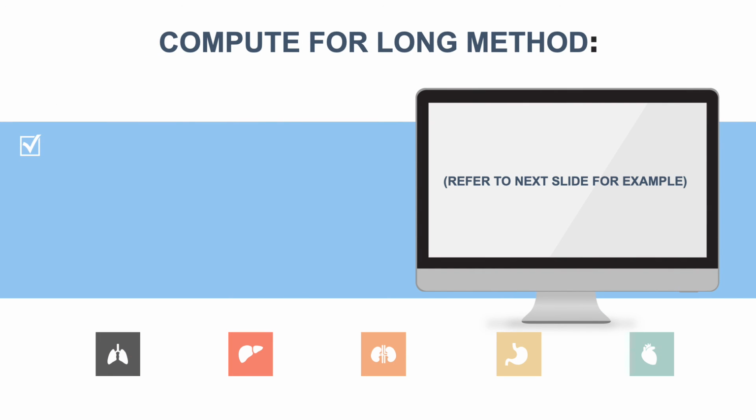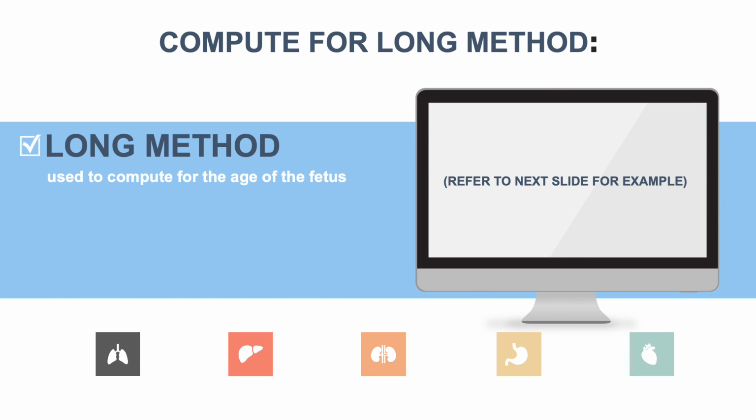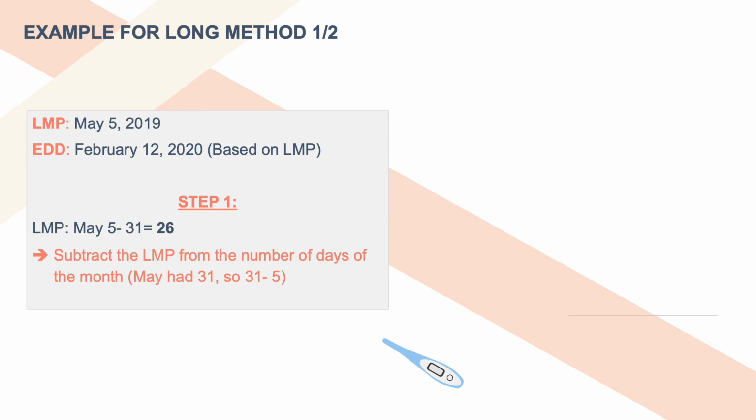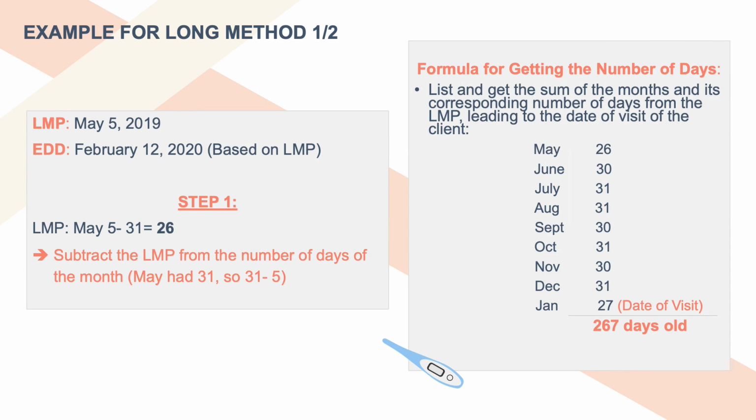Lastly, we compute for the long method. What is the long method used for? This is used to compute for the age of the fetus. So, an example for the long method. From the information gathered a while ago, we have Ms. Lobach's LMP of May 5, 2019, and her EDD of February 12, 2020, which was again taken based on her LMP.